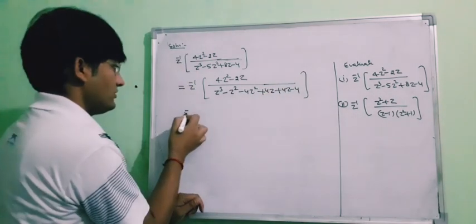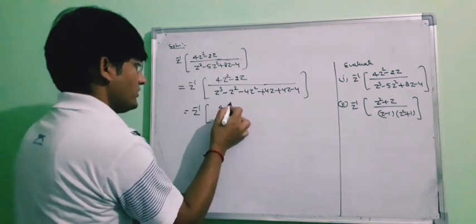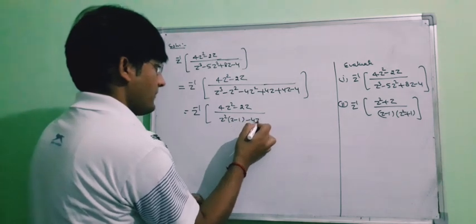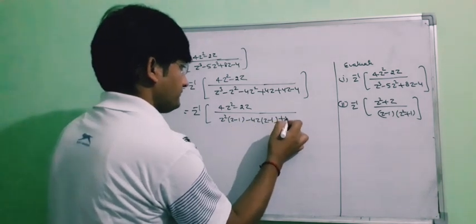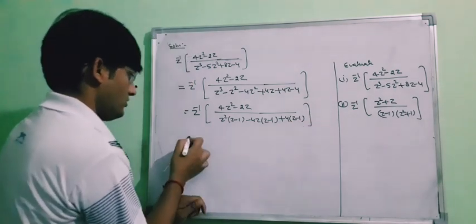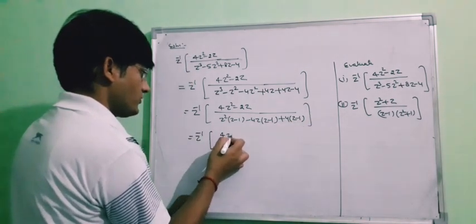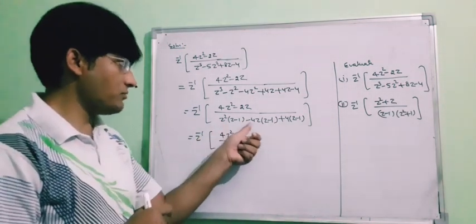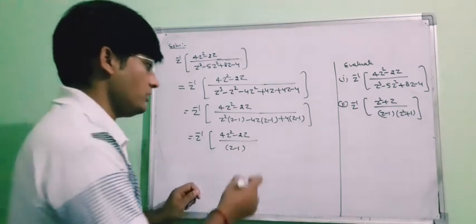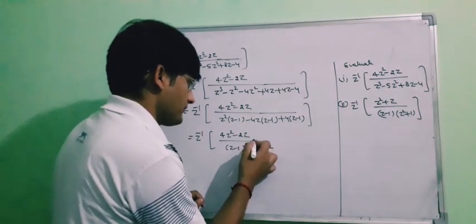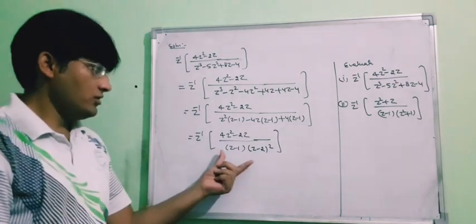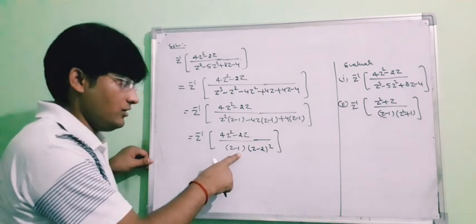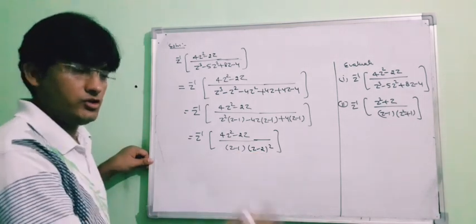So that means this is your z inverse of (4z square minus 2z) upon, now from here we will have (z minus 1), then in the bracket we will have z square minus 4z plus 4, which is (z minus 2) whole square. So this is your problem. Now here you can see that z equal to 1 is a simple pole and z equal to 2 is a pole of order 2.